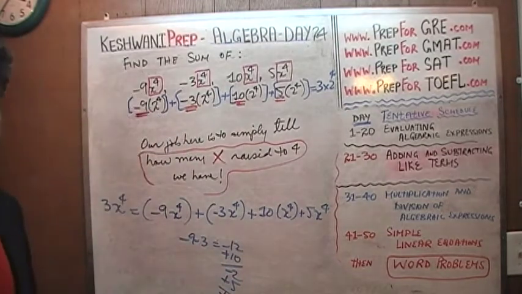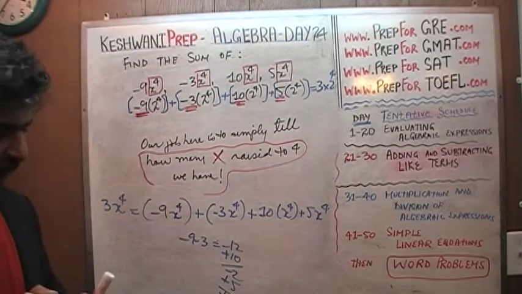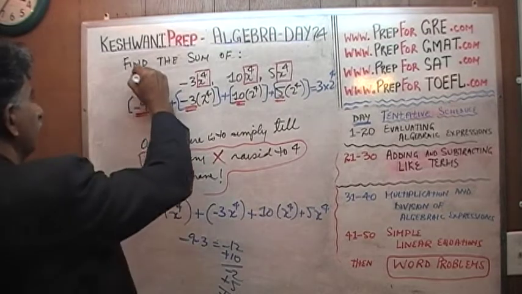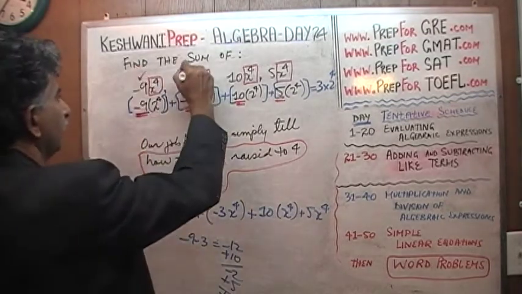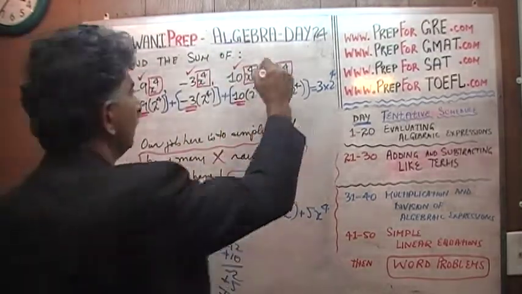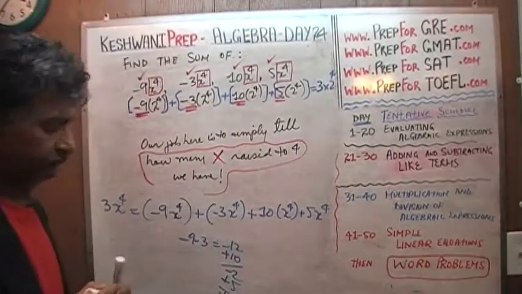We just have to add up the coefficients. These are called coefficients. This one has a coefficient of negative 9. This one has a coefficient of negative 3. This one has a coefficient of positive 10. And this one has a coefficient of 5. That's all.